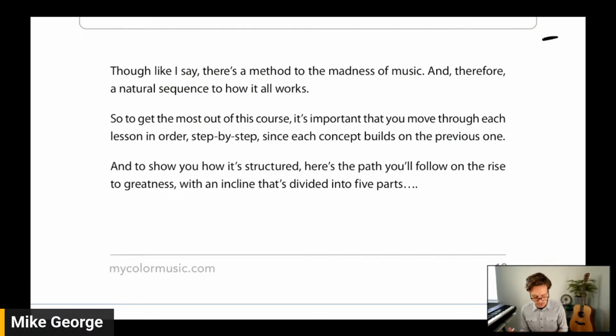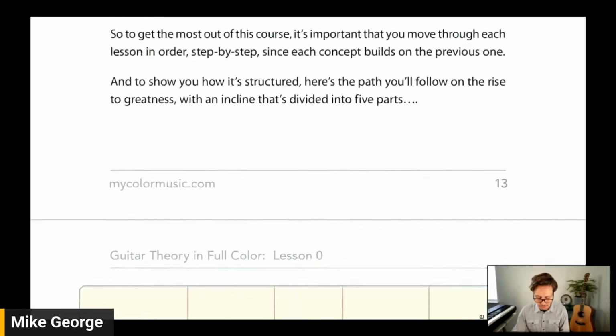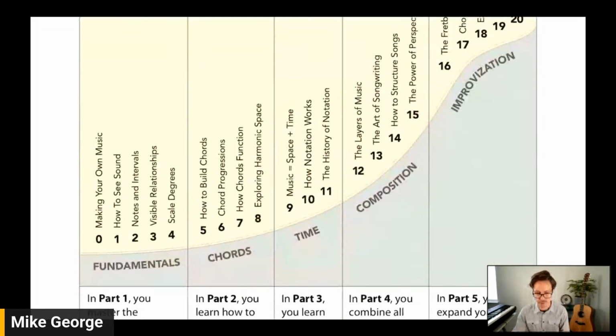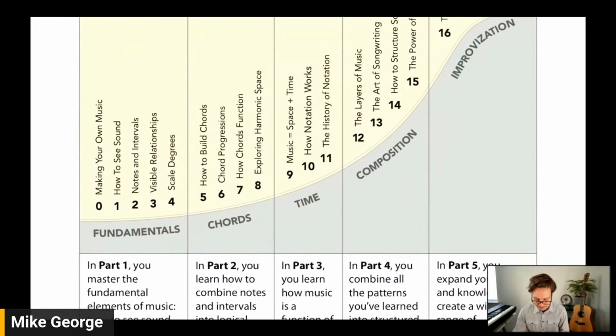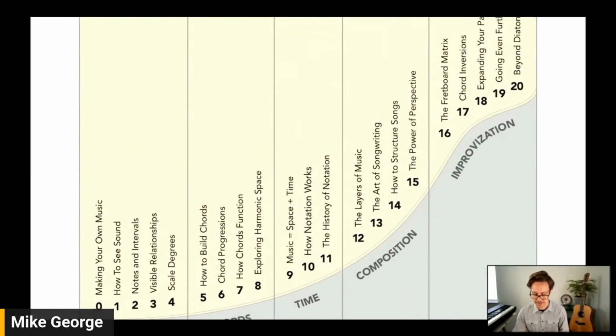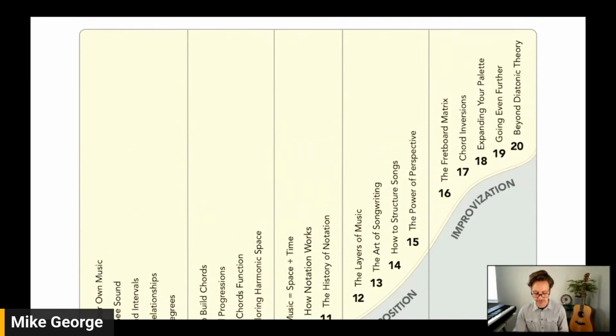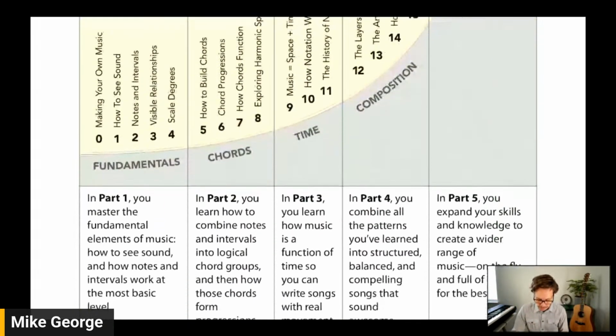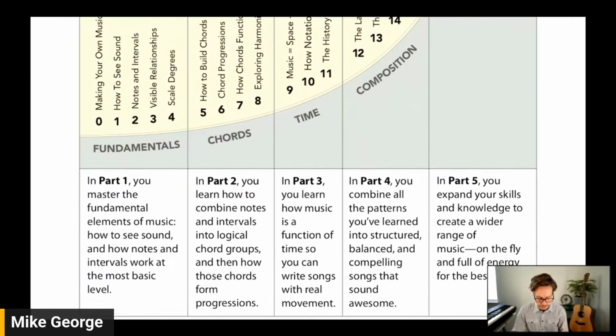And to show you how it's structured, here's the path you'll follow on the rise to greatness, with an incline that's divided into 5 parts. So here's an overview of the 5 parts. This is a visual table of contents that is at the start of each lesson throughout the course. In part 1, fundamentals, you master the fundamental elements of music, how to see sound, and how notes and intervals work at the most basic level.